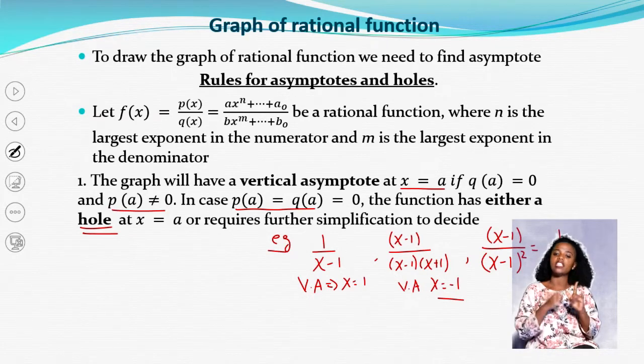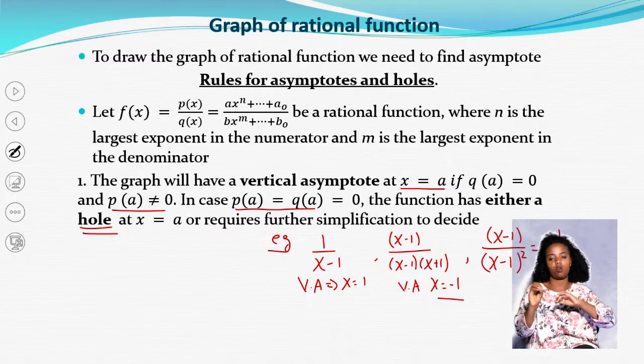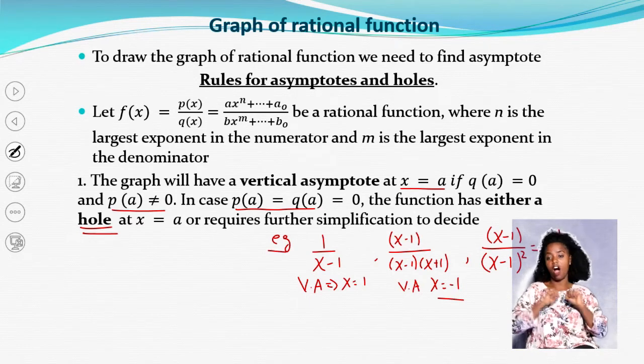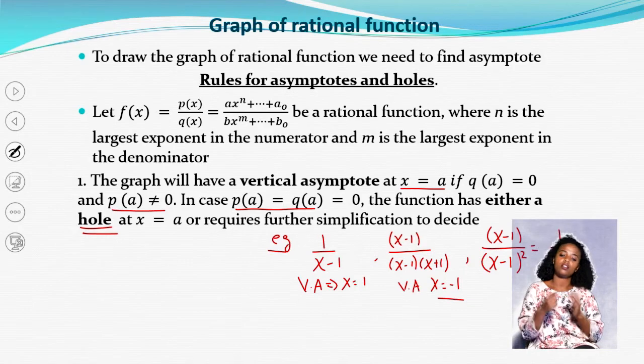Therefore, for this case, 1 makes the denominator 0 but cannot make the numerator 0. In this case, the graph has a vertical asymptote at x equals 1. This is what this sentence says.